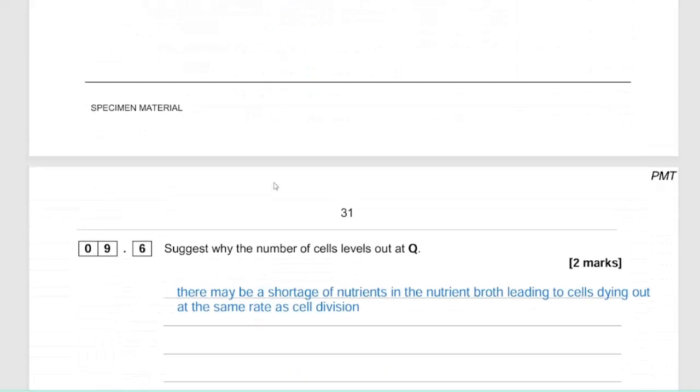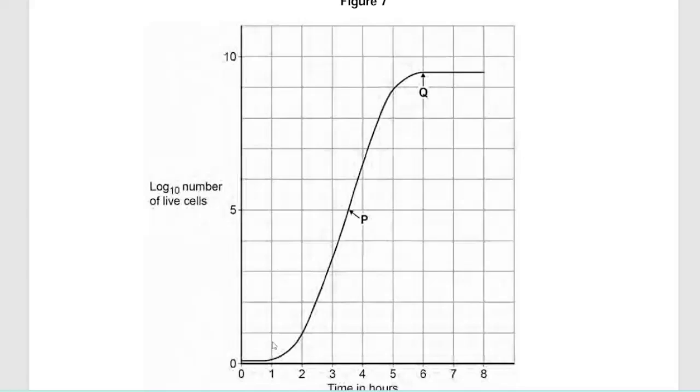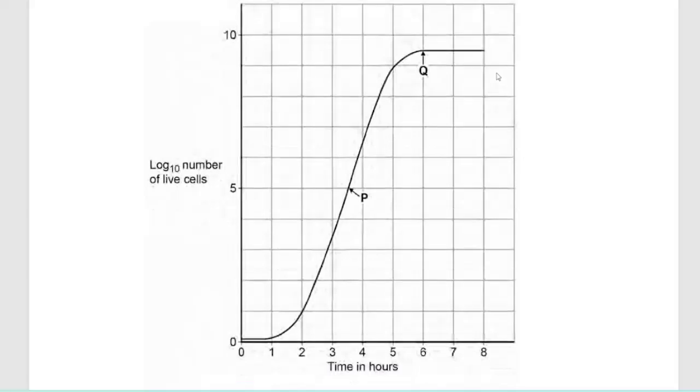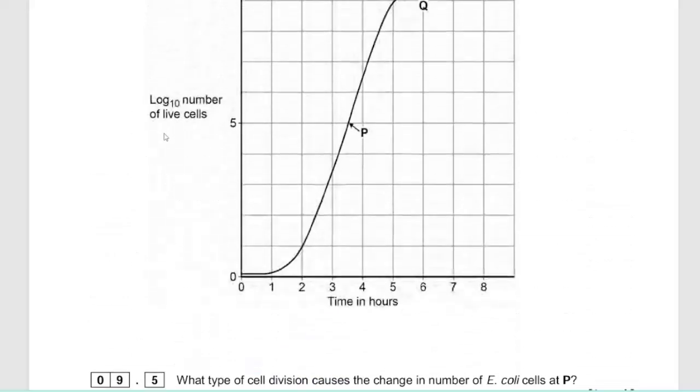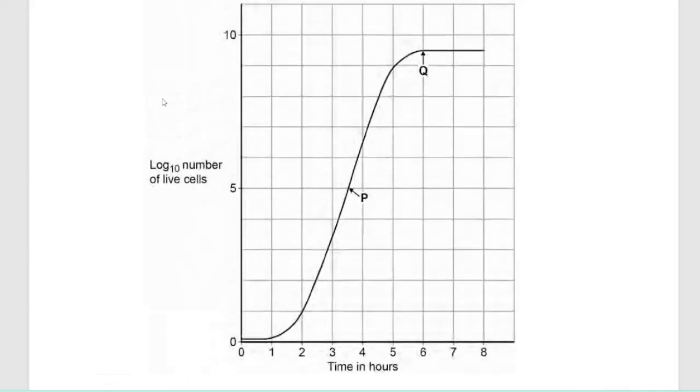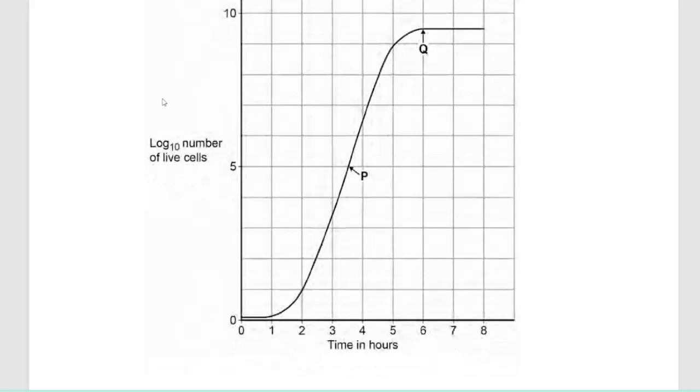And suggest why the number of cells levels out at Q. And as you can see, it stops increasing at Q. Also, very weird that they've done log graphs for this. Log graphs are only something you really see in A-level sciences. They don't expect you to know anything about log graphs, but they've given you one anyway.